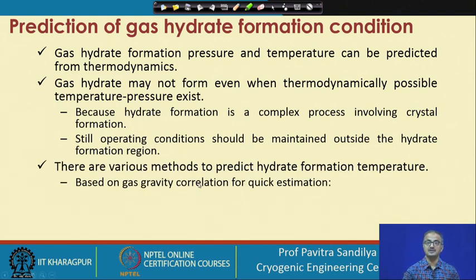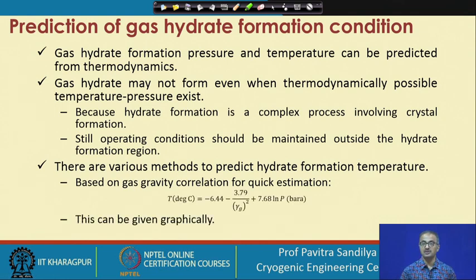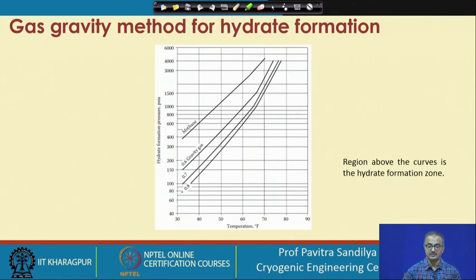Now, there are various methods proposed in the literature to predict the hydrate formation temperature. I shall be talking about only one of the methods, in which T is the formation temperature for a given pressure P, and this is based on the gas gravity. In this equation, T is in degree centigrade and P is in bar absolute, and this can also be given graphically.